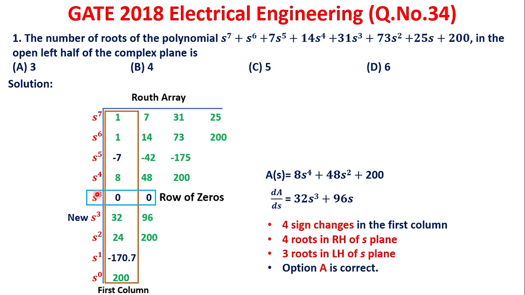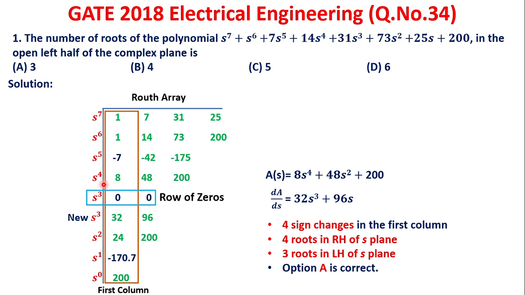When we find out the elements of the s cube row, we can find that it has got all zeros. So whenever there is a row of zeros, it indicates symmetrically located roots in the s plane. Of course, we can solve for the roots of the polynomial if we are interested in finding out the exact location of the roots, but that is not the question. Therefore, from the auxiliary polynomial, we have to differentiate the auxiliary polynomial and replace the row of zeros.